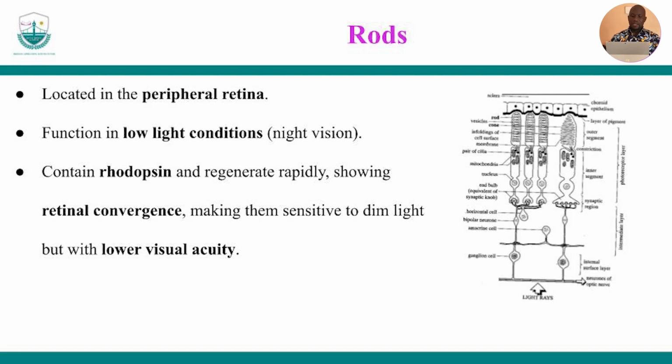And the other thing is that the rods have what you call retinal convergence, where you have several rods connecting to one bipolar neuron, and this is what contributes to high sensitivity, but also the disadvantage is that it lowers visual acuity.